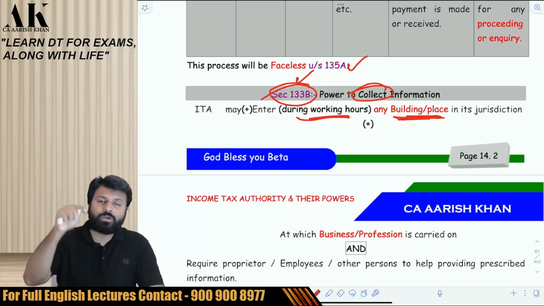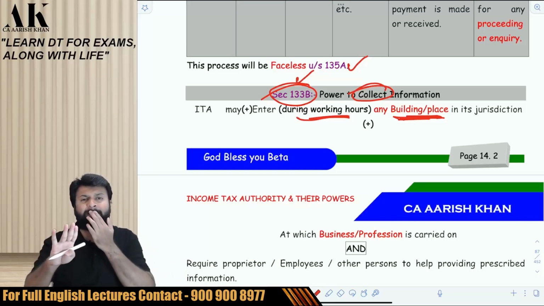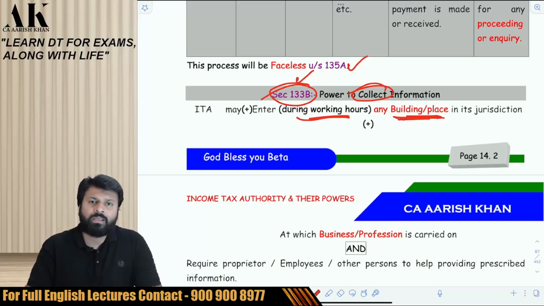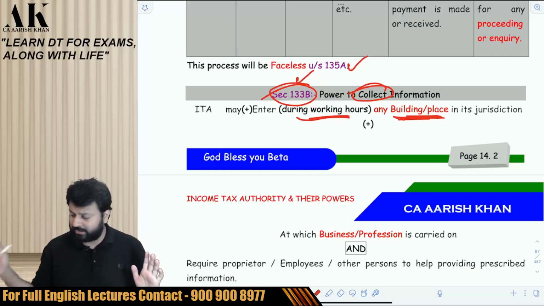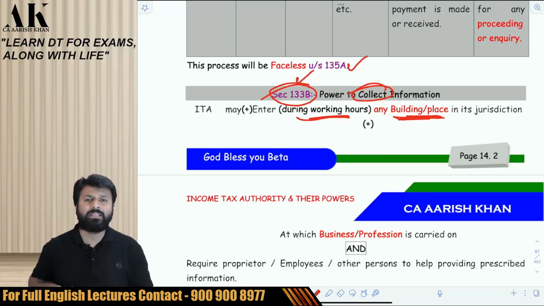So they will enter to collect certain information. They are only coming over here to collect information. They are not coming over here to harass you. They are not coming to collect your assets. They are not coming to collect your books of accounts also. They are only coming to collect certain information that they want to collect. That's the reason they are coming over here.